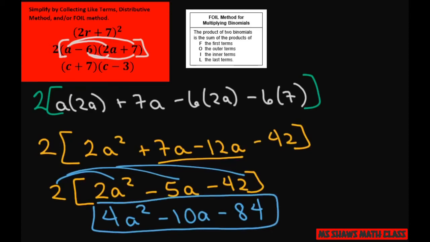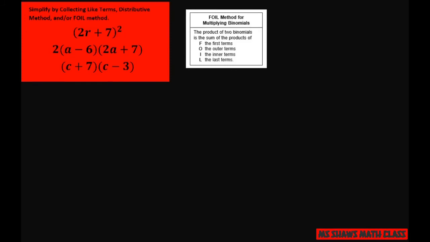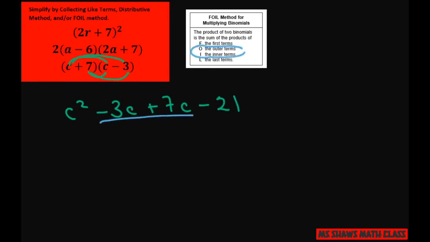Okay, the next one is, again, FOIL. So it's going to be c times c. So that's c squared. Let's do this mentally. c times negative 3. So that's negative 3 times c. Your inner, 7 times c is 7c. Your outer is 7 times negative 3, which is negative 21. Again, we're going to add these two, the outer and the inner. So that's going to be c squared plus 4c minus 21.